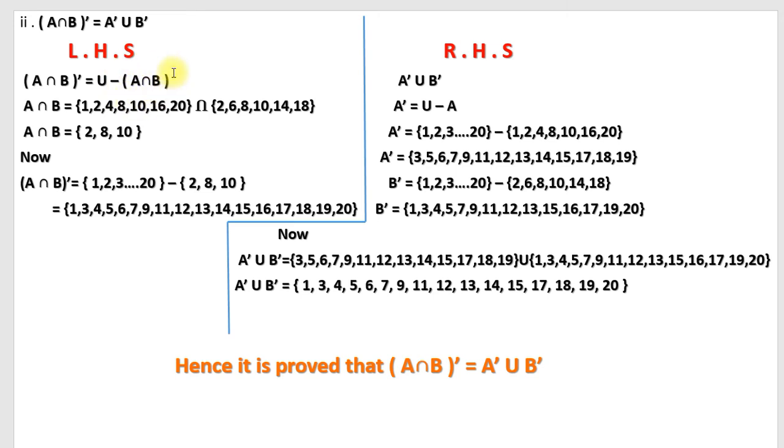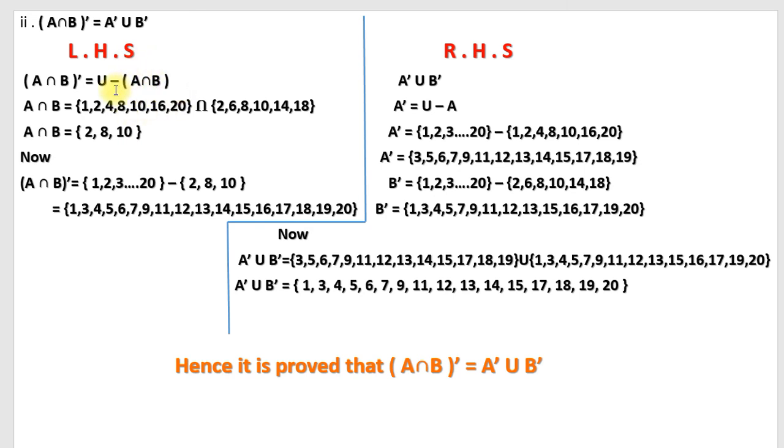Wherever you see the bracket, first you have to solve anything which is inside the bracket. Inside the bracket there is written A intersection B, so first we'll find A intersection B. In intersection we'll write the common elements. So common elements are 2, 8, 10.